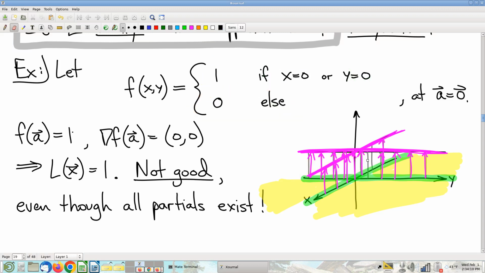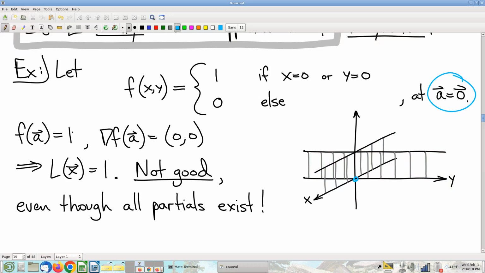Okay. So that function being defined as it is, let's entertain the question of what the linear approximation is at the origin, where of course the value of the function is 1. In order to form a linear approximation, I need to know the value of the function. Good, I already have that. It's 1, no problem. And I'm also going to need to know the gradient.